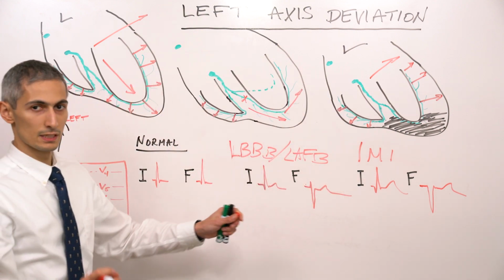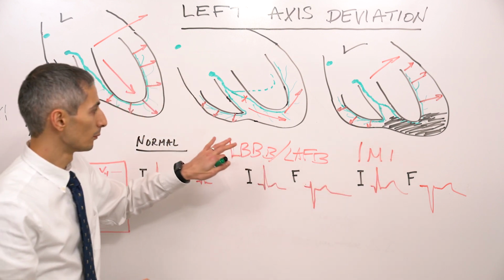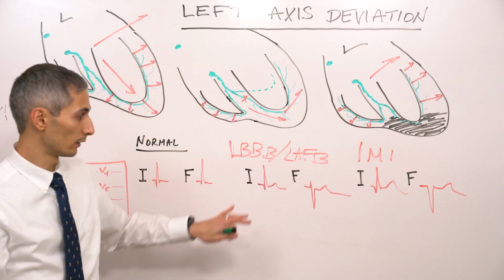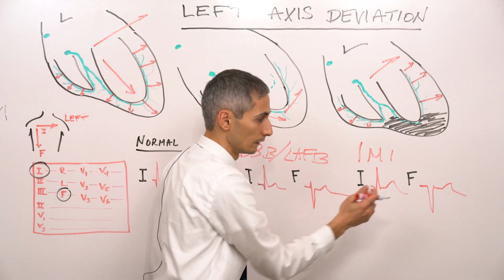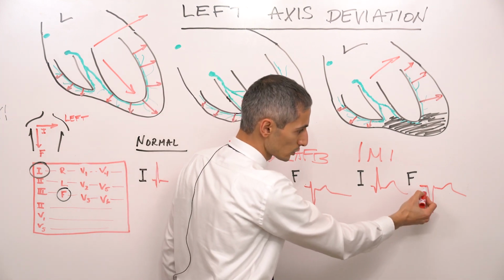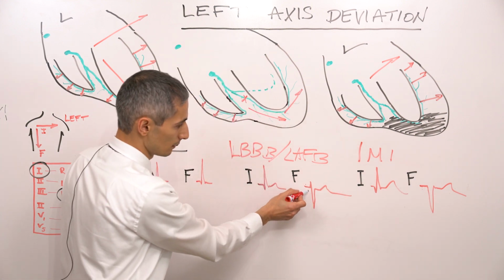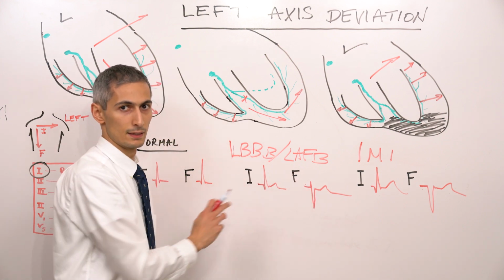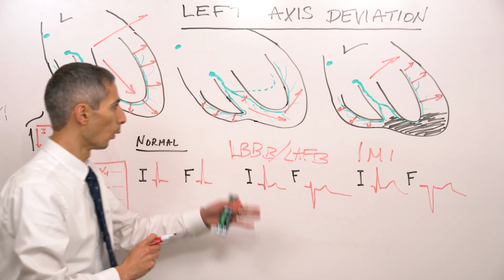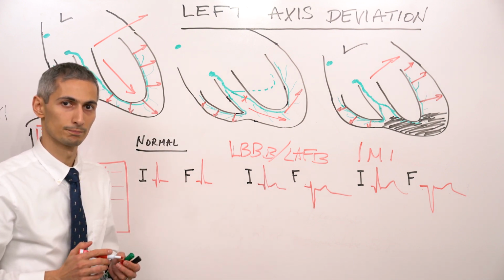Now the only difference, and the way to distinguish an old inferior MI from left anterior fascicular block with a narrow QRS, is to look at the inferior leads. If the inferior leads have Q waves or QS waves, then it's an old inferior MI, whereas if there is still a little R wave and you have an RS complex, then it's left anterior fascicular block, or if the QRS is wide, it might also be a left bundle branch block.